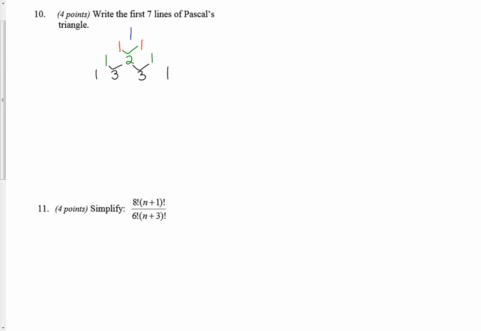The next row starts with a 1 and then a 4. 3 and 3 is 6. 3 and 1 is 4, and I end in a 1. Remember, I'm supposed to have 7 lines, so let's count them. Right now I've got 1 line, 2 lines, 3 lines, 4 lines, 5 lines. That means I need 2 more lines. I need a 6th and a 7th line.